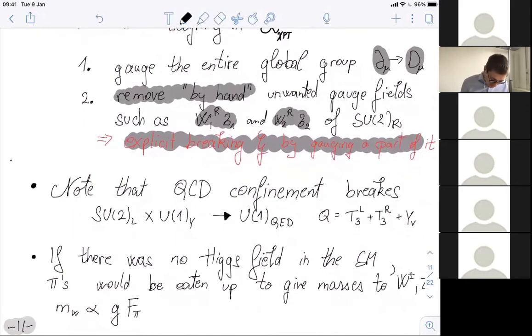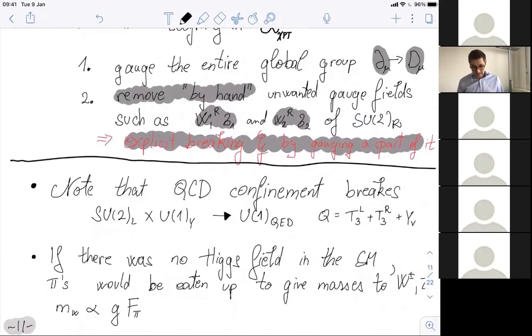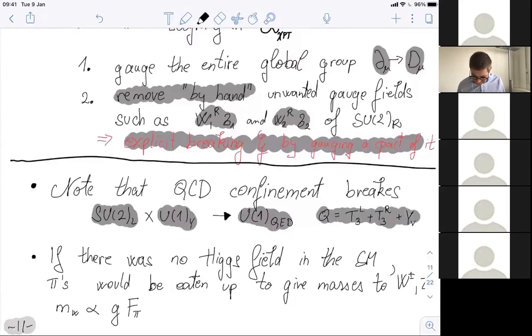Now, something very interesting. Imagine there was no Higgs field at all. So the standard model without the Higgs. Note that QCD confinement would actually break the electroweak gauge group. SU(2) left is part of the chiral group, and the U(1) hypercharge is in part the SU(2) right. The QCD confinement will break this to the diagonal U(1) QED, where the electric charge is given by the sum of T3 left, T3 right, and Y. So the QCD confinement will do the correct electroweak symmetry breaking, the one that we see. It will break SU(2) left times U(1) hypercharge down to the U(1) QED.